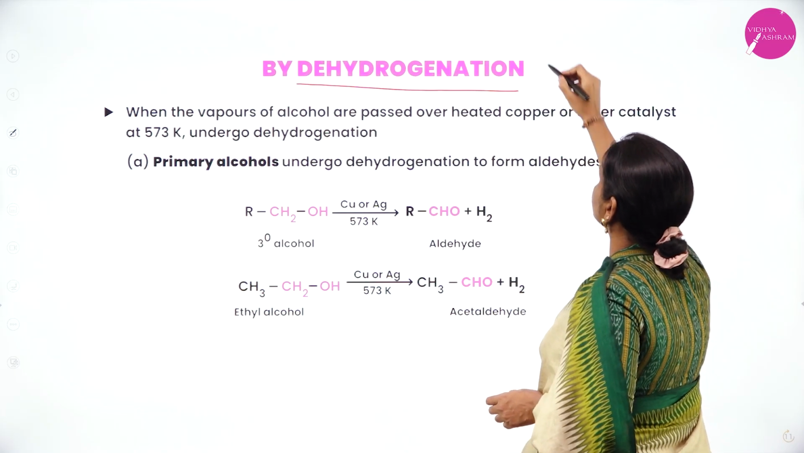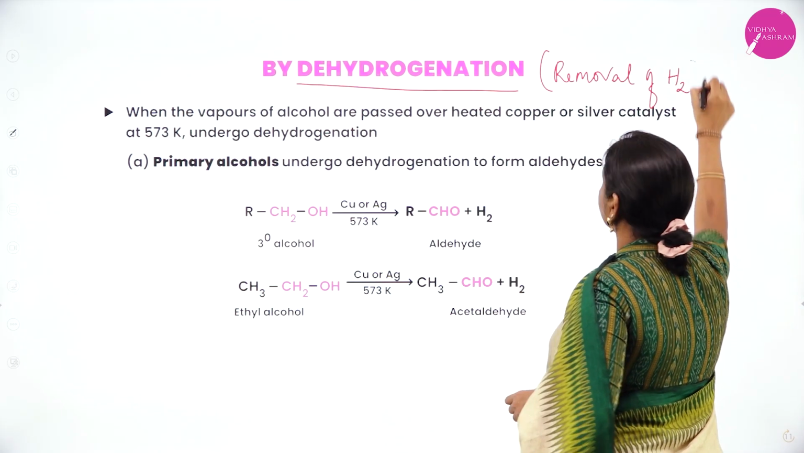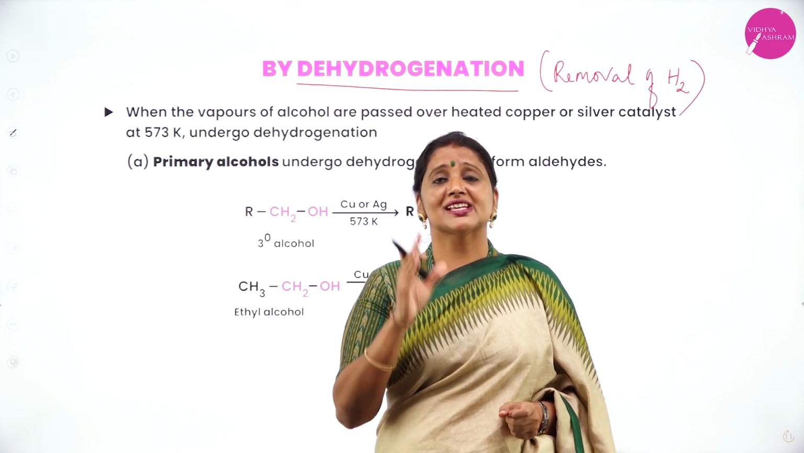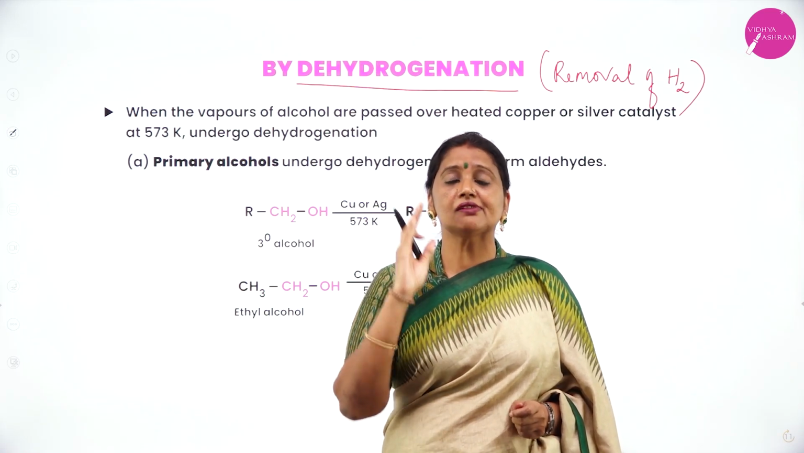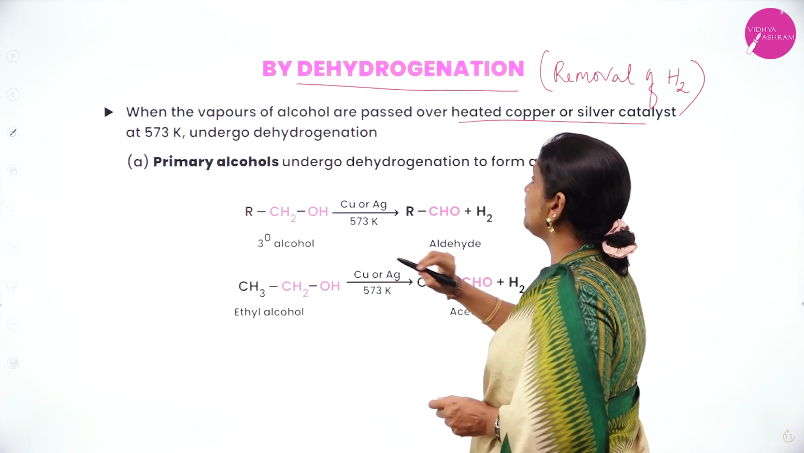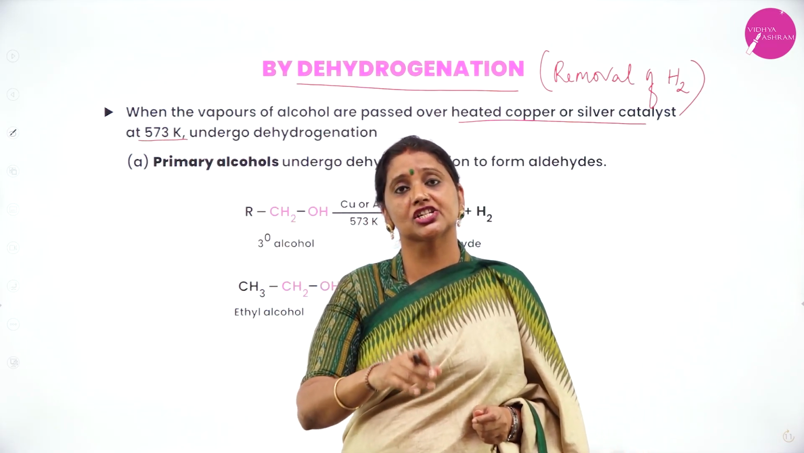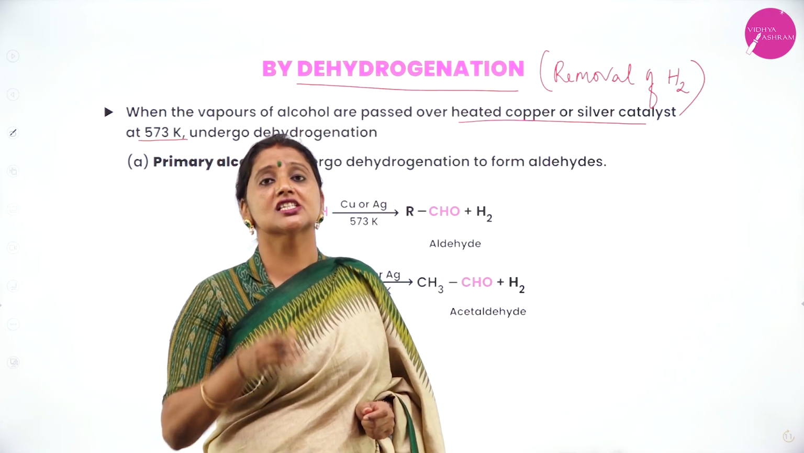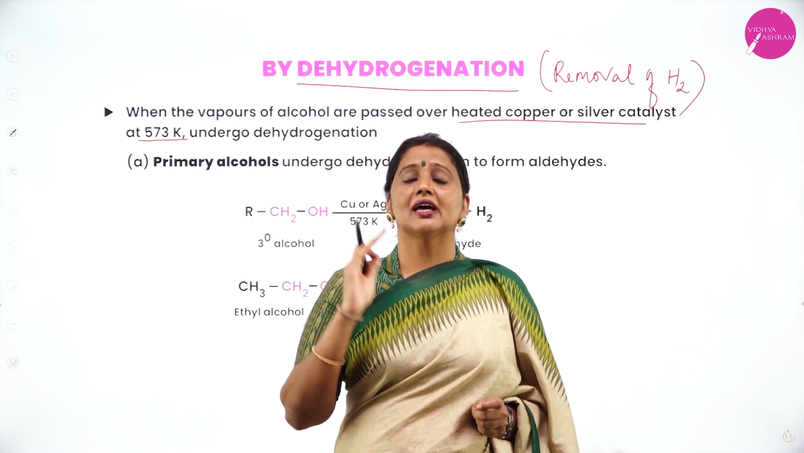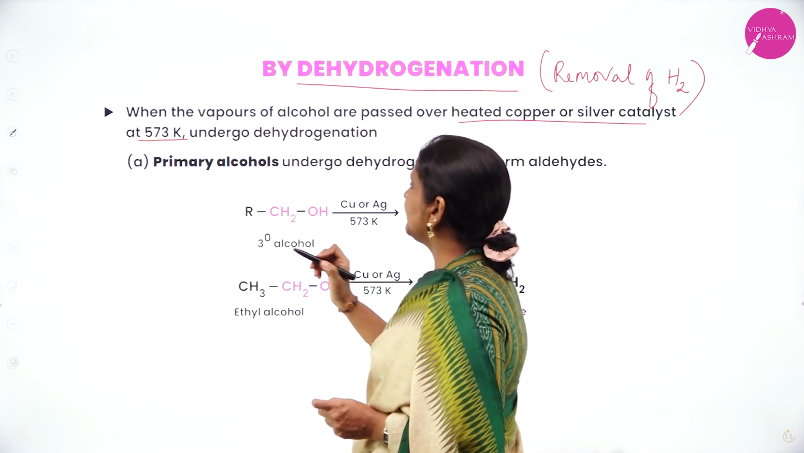Next, dehydrogenation. Dehydrogenation means removal of hydrogen. You know that the physical state of alcohol is liquid. In the case of dehydrogenation, the vapors of alcohol are passed over heated copper or silver at 573 Kelvin. What is the catalyst used for hydrogenation? The catalyst used for hydrogenation is nickel, platinum or palladium. The catalyst used for dehydrogenation is heated copper or silver at 573 Kelvin.